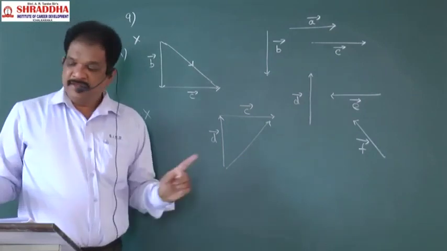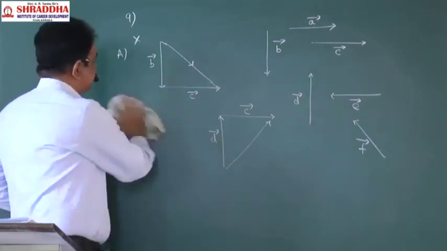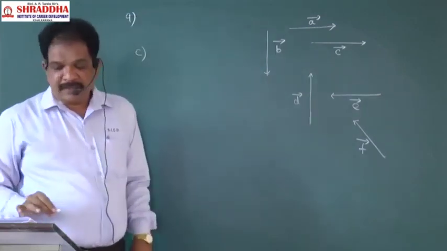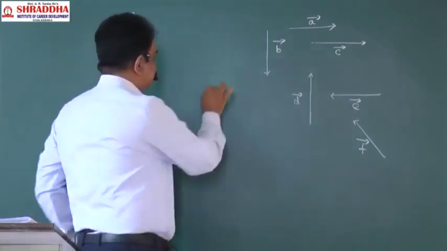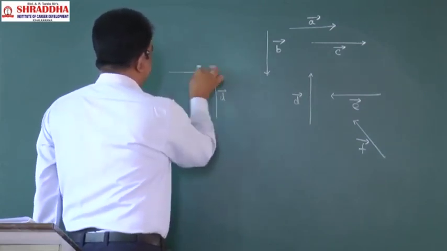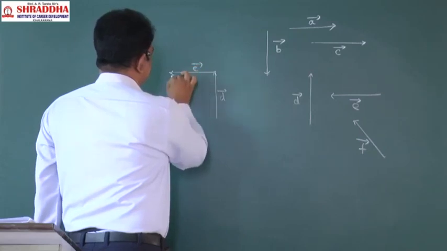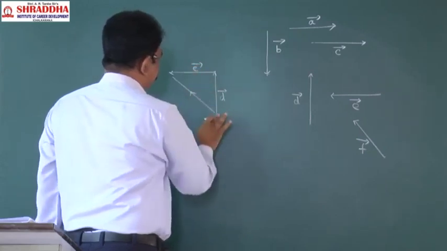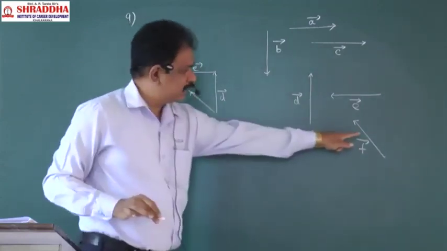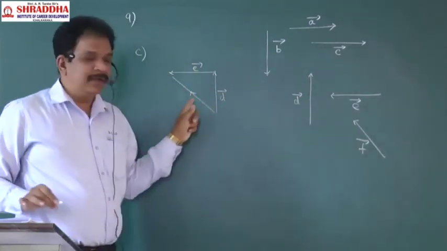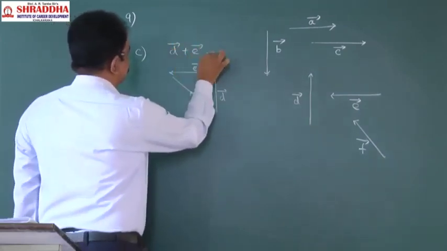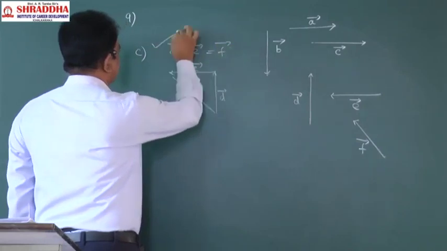Third, understanding? Simple only. Next, C you check. D bar plus E bar. D bar is this one. E bar is this one. Their resultant will be like this. F is also in the same direction. So D bar plus E bar is equal to F bar. This is correct.